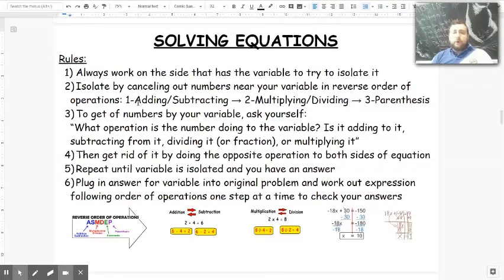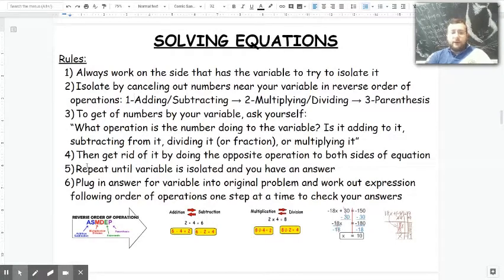Then repeat that process one step at a time until your variable is isolated and you have an answer. Then it's wise to get that answer and plug it back into the original problem like you're trying to evaluate an expression. And that's why I made an extra video that included that, because it's a good practice to actually do that. And follow the order of operations one step at a time until you see the final result, that both sides of your equation actually match. And if that's true, then you did a good job.